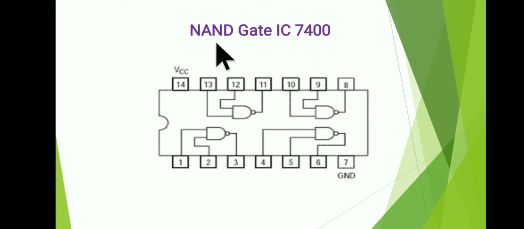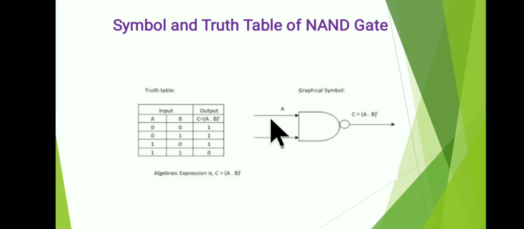IC 7400 is used as a NAND gate IC. NAND gate is also called a universal gate. Using this NAND gate, we can realize any other logic gates or logic circuits. IC 7400 is also called 2 input NAND gate IC. This is the symbol of NAND gate.